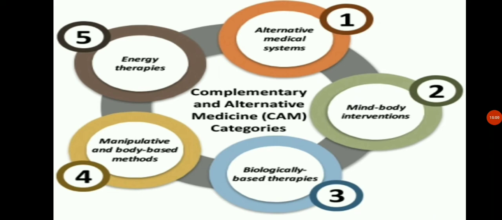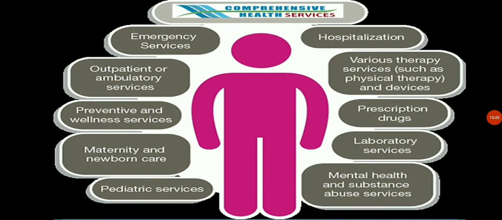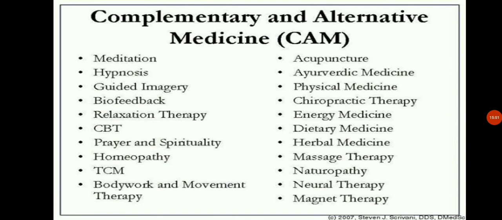These are the complementary and alternative medicine categories: alternative medical systems, mind-body interventions, biologically based therapies, manipulative and body-based methods, and energy therapies. In comprehensive health services, we have hospitalizations, various therapy services such as physical therapy and devices, prescription drugs, laboratory services, mental health and substance abuse services, pediatric services, maternity and newborn care, preventive and wellness services, outpatient ambulatory services, and also emergency services. So these are some of the complementary and alternative medicines.